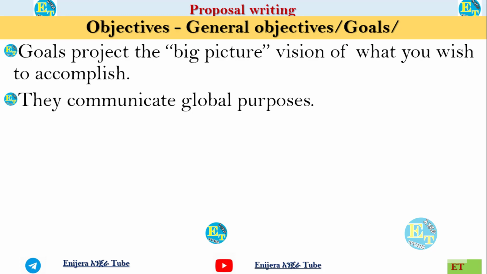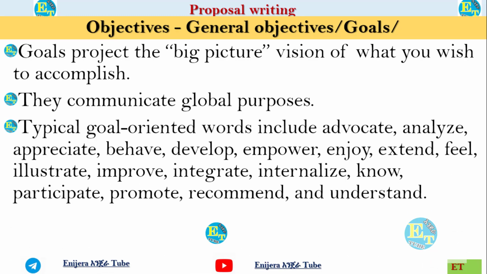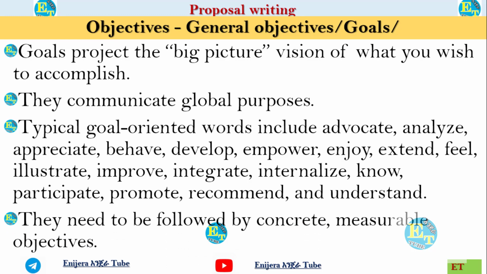They communicate global purpose, and typical goal-oriented words include advocate, analyze, appreciate, behave, develop, empower, enjoy, extend, feel, illustrate, improve, integrate, internalize, know, participate, promote, recommend, and understand. These are the typical goal-oriented words. They need to be followed by concrete, measurable objectives. You have to write concrete, specific, SMART objectives to win the invitation.